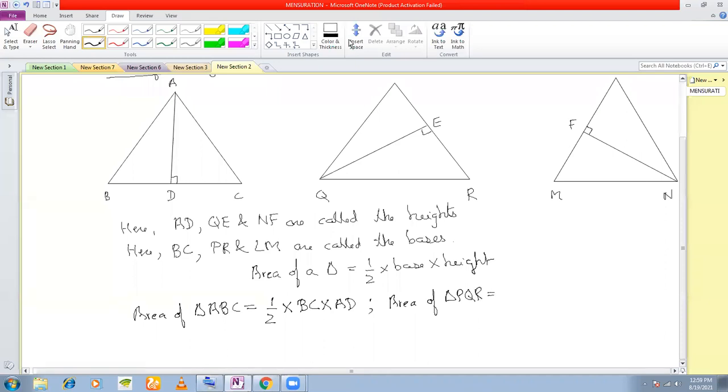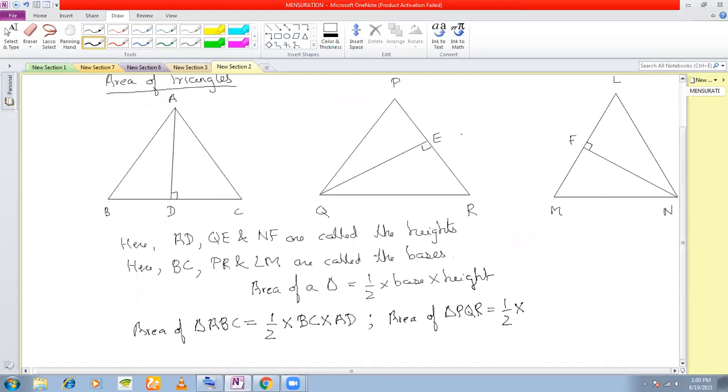If I want to find out the area of triangle PQR, okay, how will I find the area of triangle PQR? Half into base. This time, which one is the base? PR is the base. Which one is the height? QE is the height.